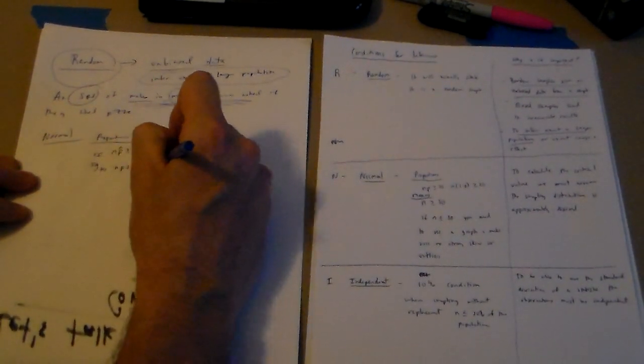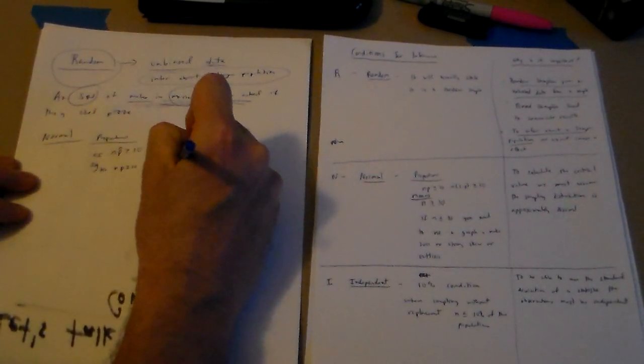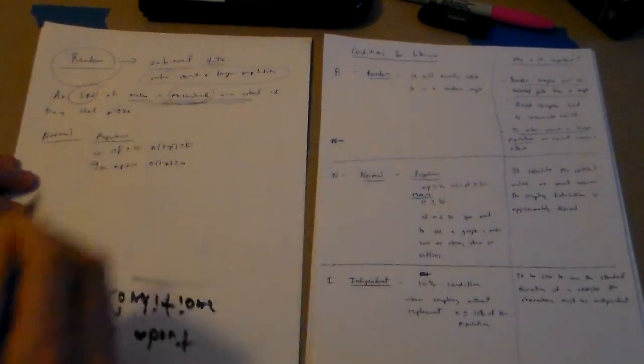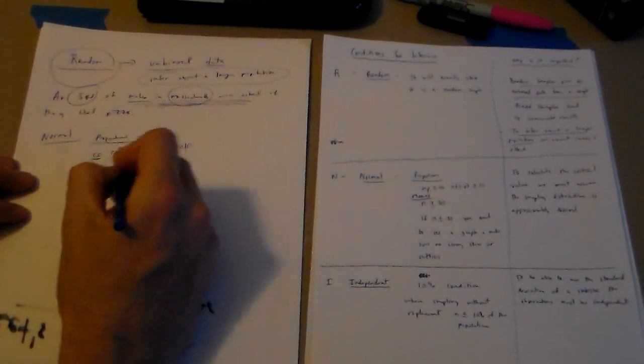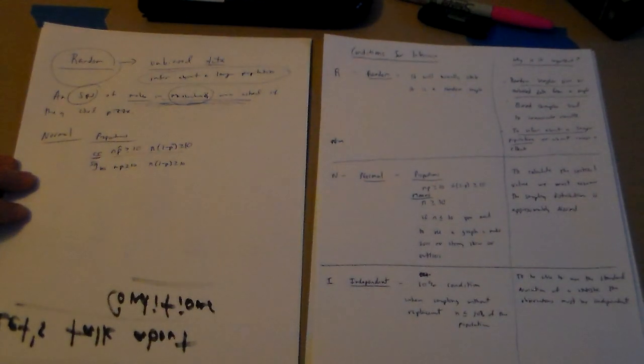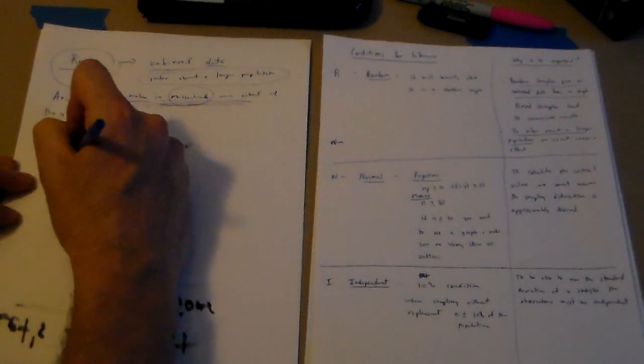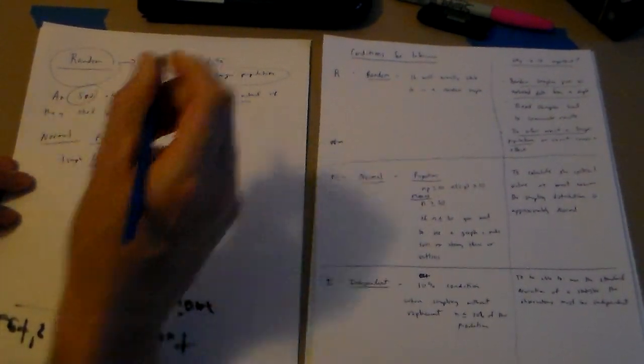So n times p greater than or equal to 10, n times 1 minus p greater than or equal to 10. Up here, if it's a confidence interval, we have to use the p hats, and that goes whether it's a 1 sample or a 2 sample. Now, this is for 1 sample, okay?